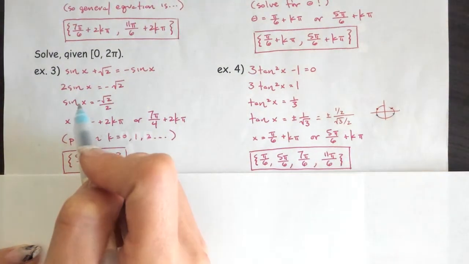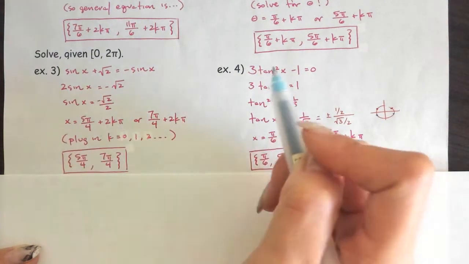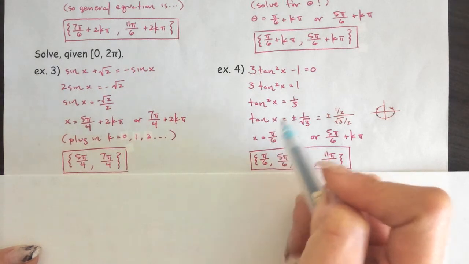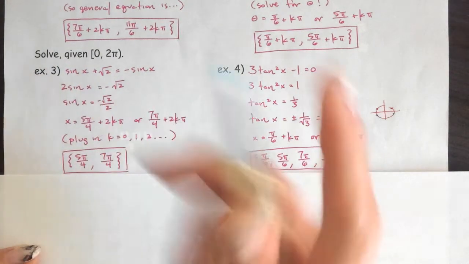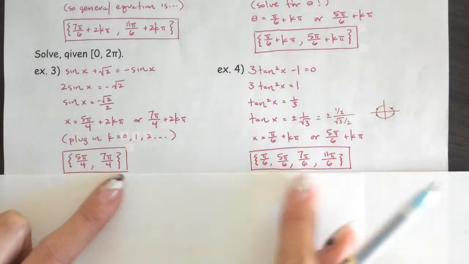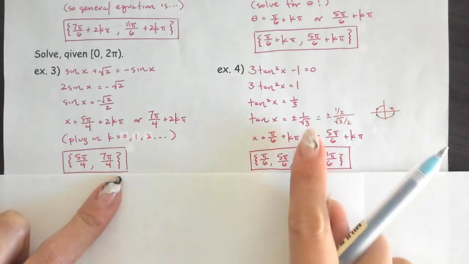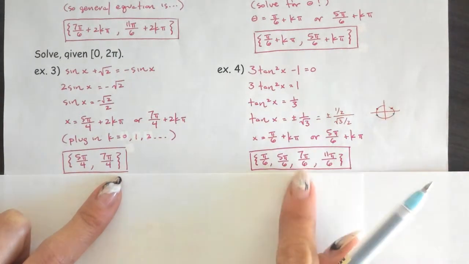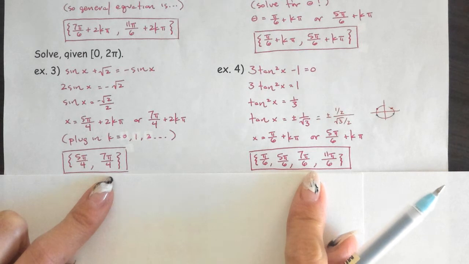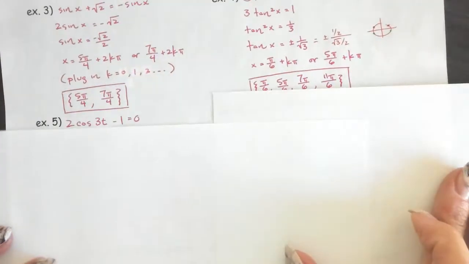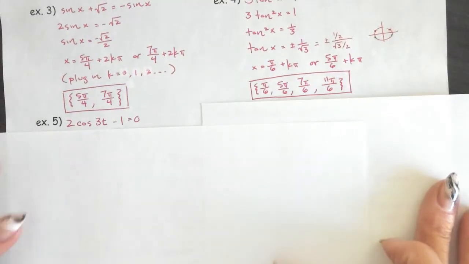So basically, if you have a sine x or a tangent x, so if it's just x all by itself, whatever's on the unit circle, that's how many answers you have. This was a plus or minus, so that's why there's 4 answers instead of 2 answers, right? Okay, so the other one starts to get interesting.